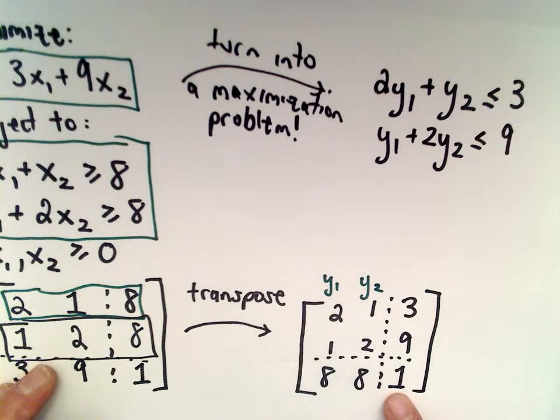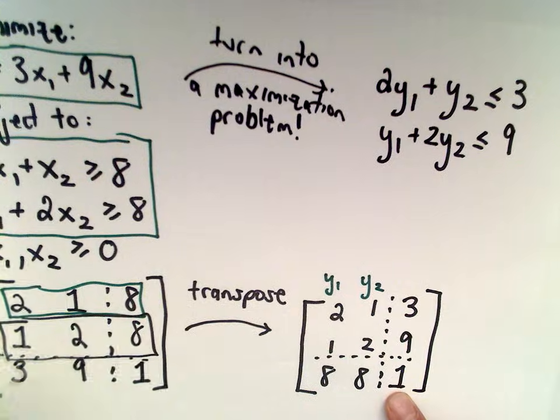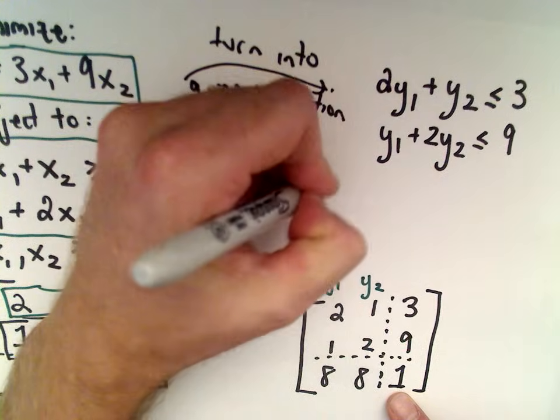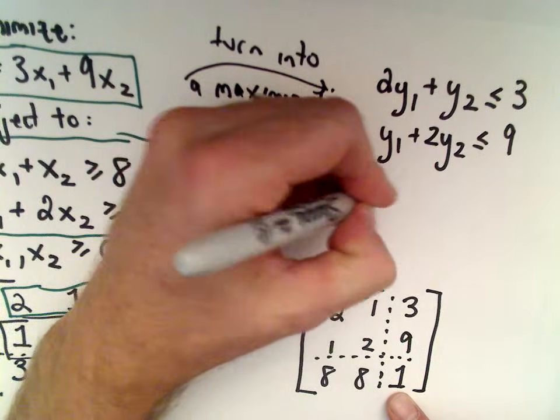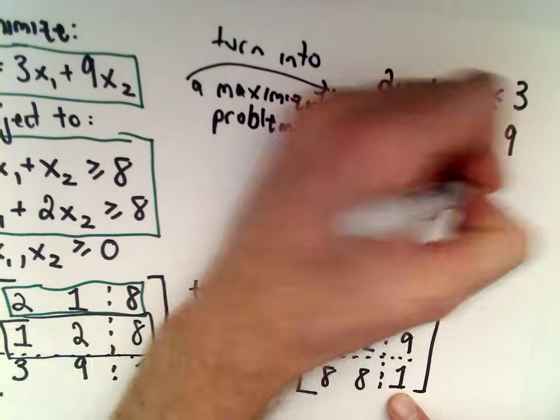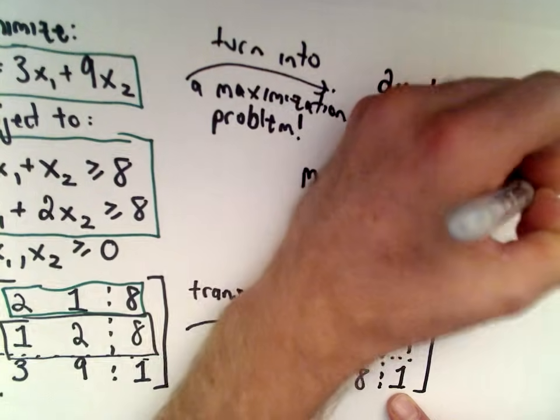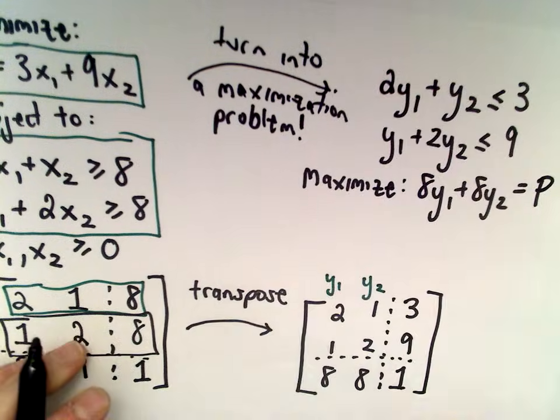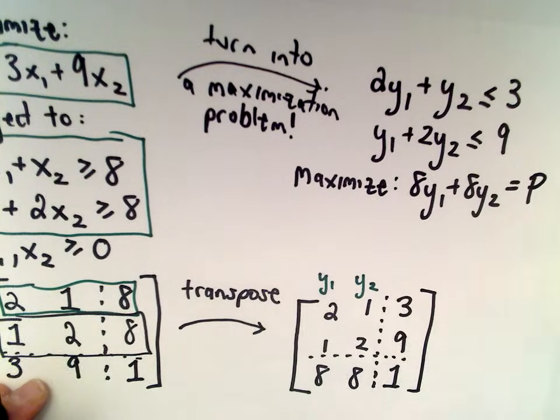And my last row here is going to correspond to what we're trying to maximize. So now we're trying to maximize 8 y sub 1 plus 8 y sub 2, and I'll set that equal to p. I don't want to use c again, so I'll use a different letter, p.